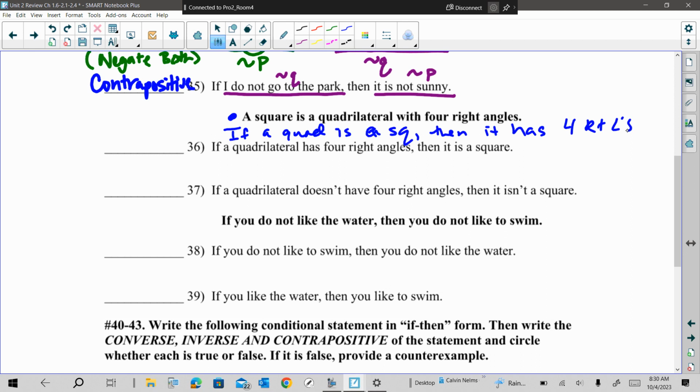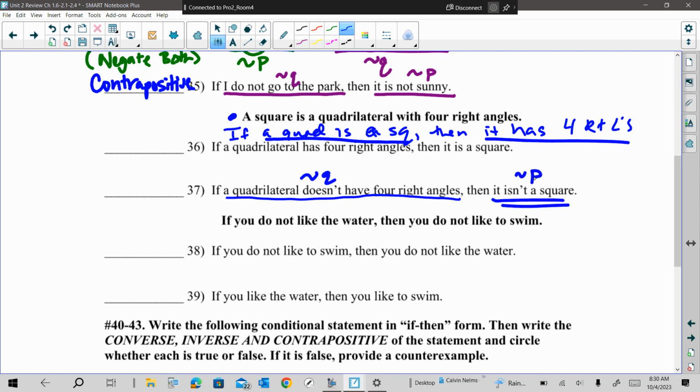So if I look at 37, a quadrilateral doesn't have 4 right angles. This would be not P. Sorry, not Q, the conclusion. It isn't a square, that's not P. So what is 37 as well? What type? Contrapositive, yeah. So just use your orange foldable for this section, to help verify, okay?